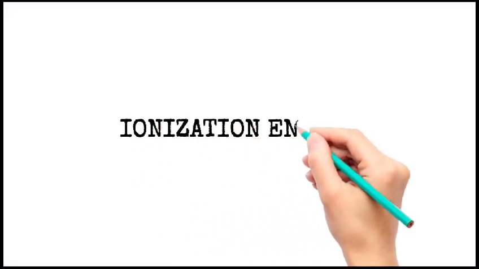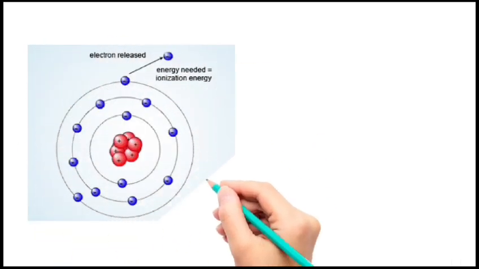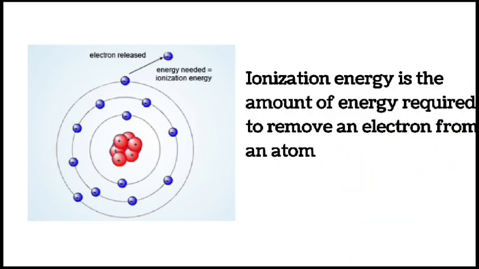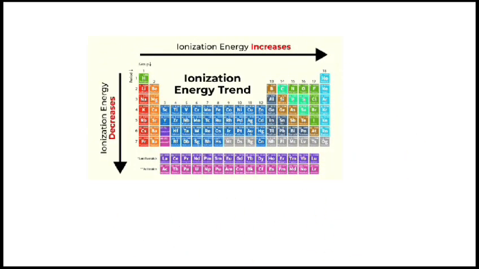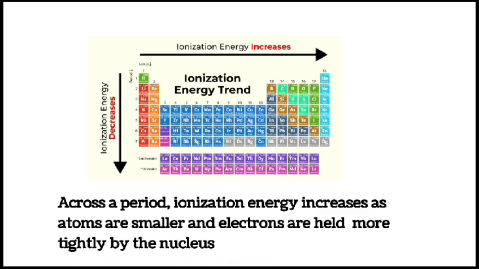Now let's explore ionization energy. Ionization energy is the amount of energy required to remove an electron from an atom. As we move across a period from left to right, ionization energy increases. This is because the atoms are smaller and electrons are held more tightly by the nucleus.